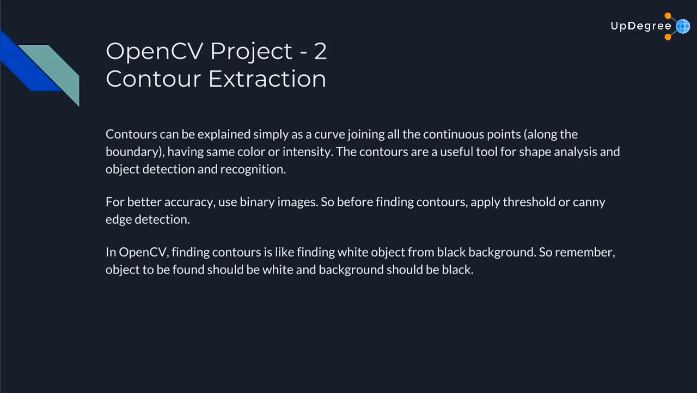In OpenCV, finding contours is like finding white objects in black backgrounds. So we have to remember that the background should be black and the foreground should be white. Like I said in the previous video, when we did thresholding, we applied black or 0 on the background and 1 or white for the foreground.